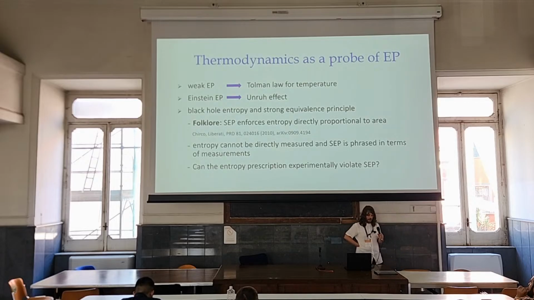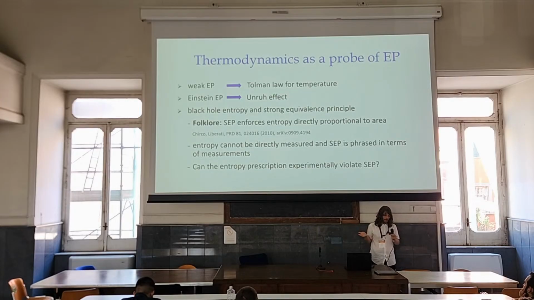So there is some tradition for connecting thermodynamics and equivalence principles, and the thing we focused on was black hole entropy and its connection with the strong equivalence principle. And in this case, there is a sort of folklore statement that you can find in several papers, and that is that the strong equivalence principle implies that the entropy is directly proportional to the area of the horizon.